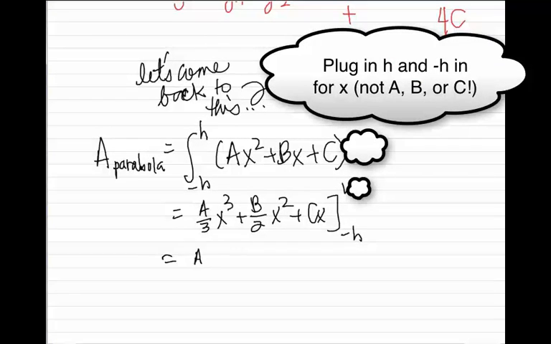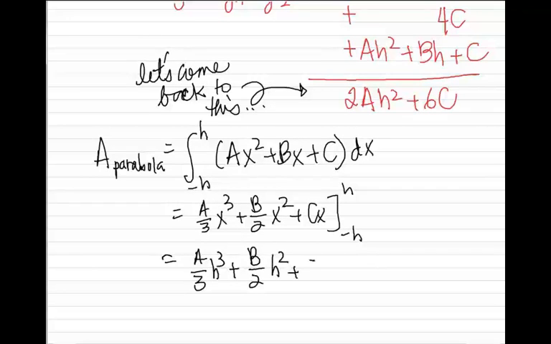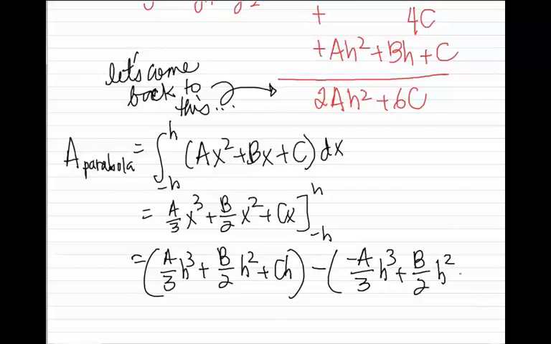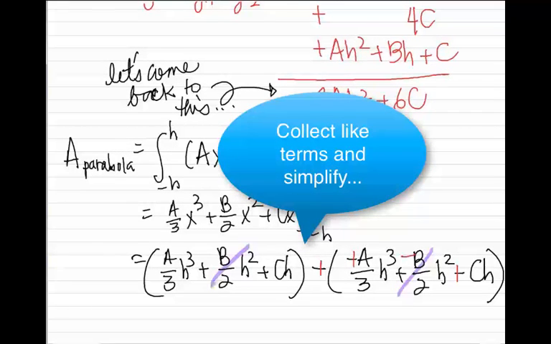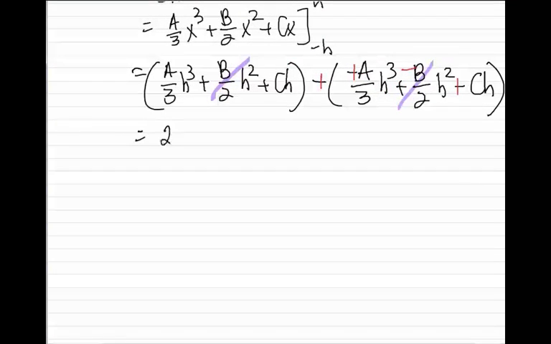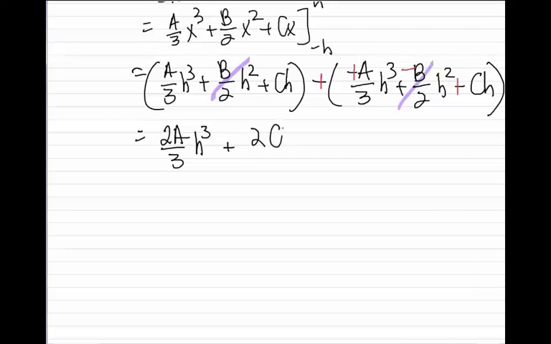So this is a over 3h cubed plus b over 2h squared plus ch minus negative a over 3h cubed plus b over 2h squared minus ch. The b over 2h squared terms cancel. Putting these like terms together, we end up with 2a over 3h cubed plus 2ch. Let's factor out what they have in common.